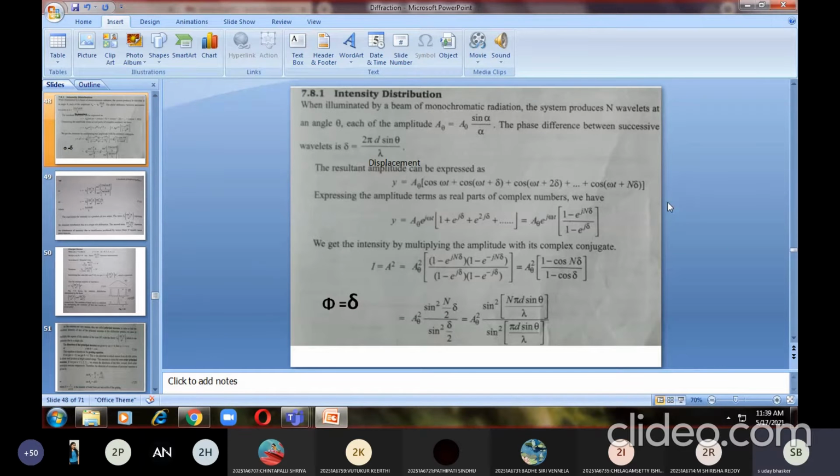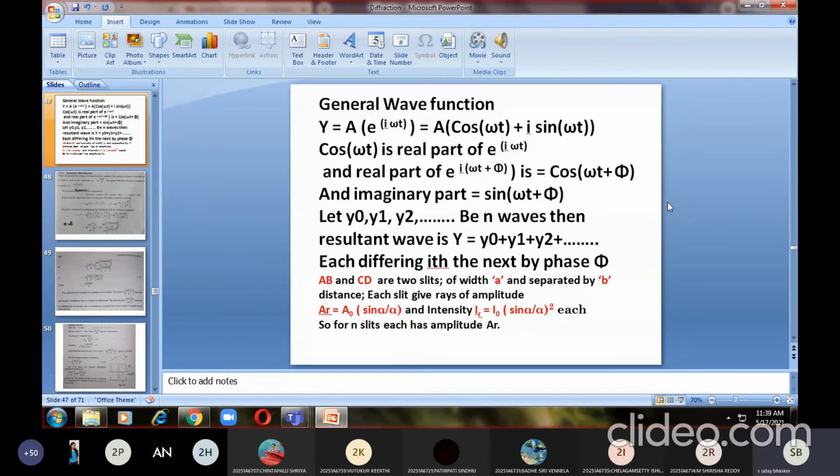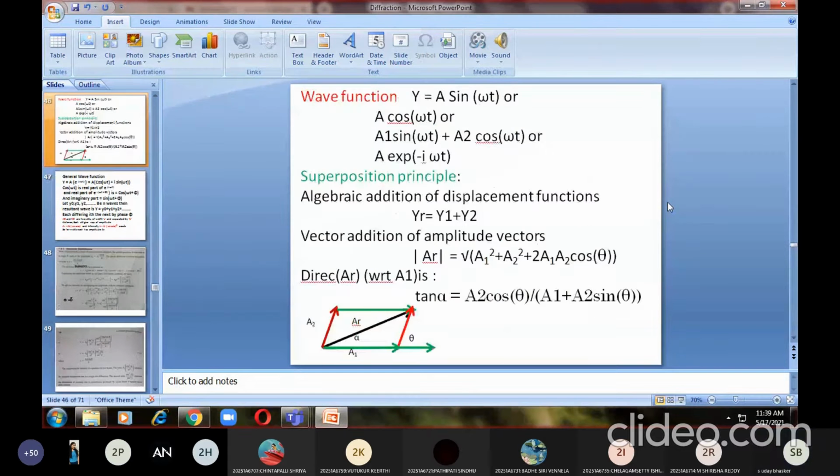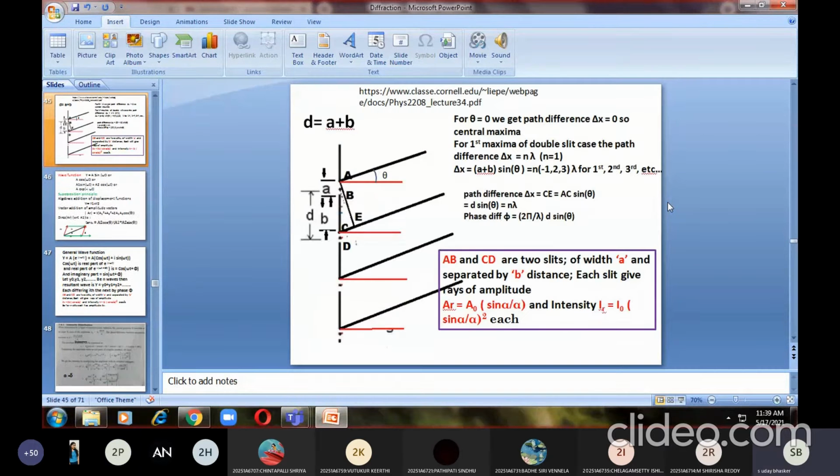So where did you get these things from? Just simple. Now delta is the phase difference between the first ray and the second ray. And between the first ray and the third ray, the phase difference will be 2 delta. Between the first ray and the fourth ray, the phase difference will be 3 delta. Between the first ray and the fifth ray, the phase difference will be 4 delta. I don't know whether you understood or not.